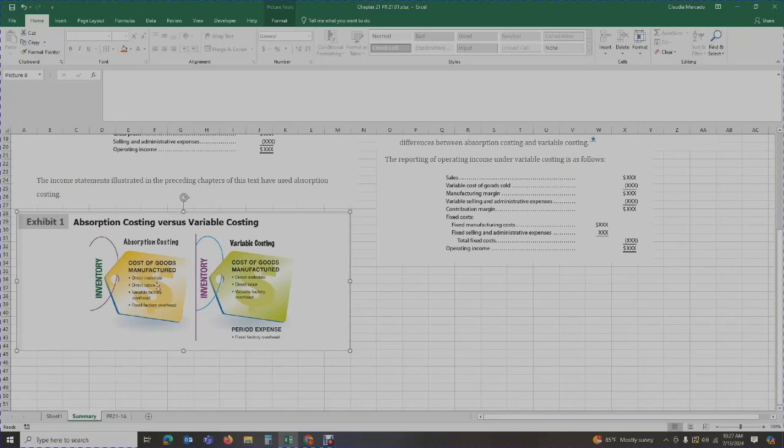So under absorption, we said we included direct materials, direct labor, variable factory overhead, and fixed factory overhead. Under the variable costing method, we include direct materials, direct labor, and variable factory overhead only. Okay? The fixed factory overhead is treated as a period expense. So it makes a significant difference of how we allocate those fixed factory overhead. Do we allocate it to the actual manufacturing process, or do we allocate it as a period expense?